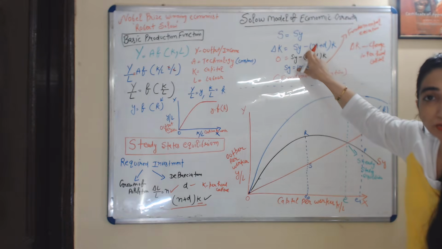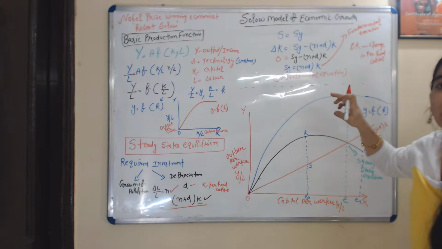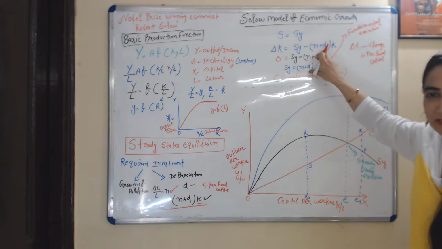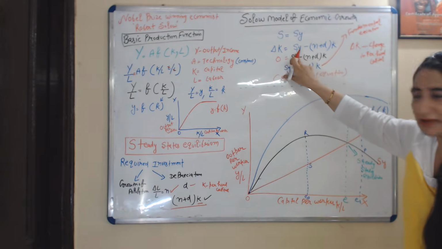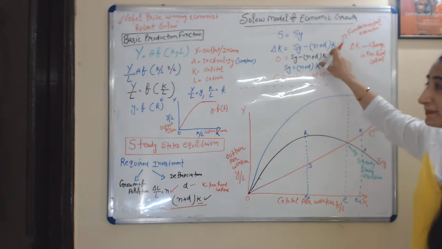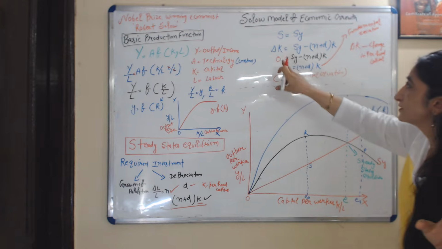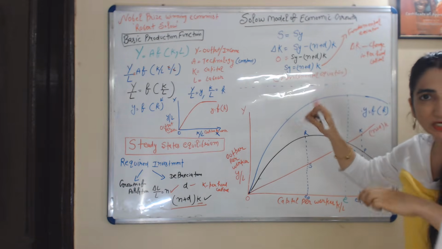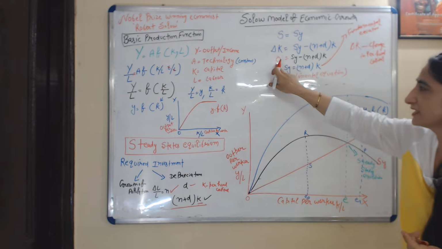If you want to know how much change in capital per head, you need to subtract saving from required investment. sy is our saving, (n plus d) into k is our required investment. In this model we assume that delta k is constant, so we assume delta k is equal to 0.